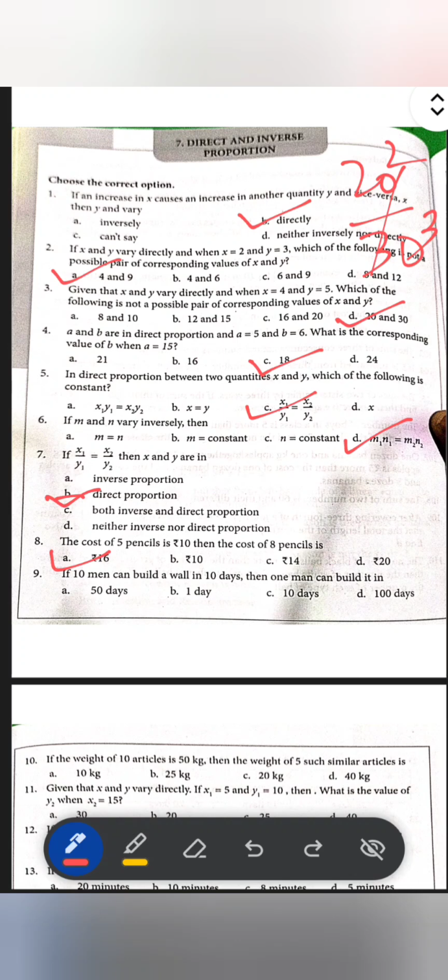Question number 9. If 10 men can build a wall in 10 days, then in how many days can one man build it? See, for a particular work, the more men join the work, the less time it will take to finish.